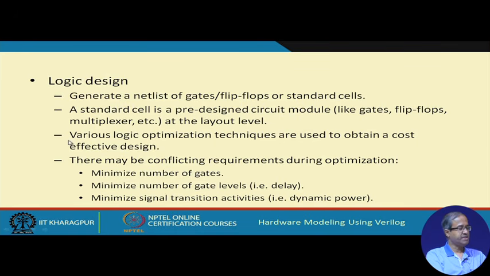And in this step of logic design, various logic optimization techniques are used to minimize your design, to create a so called cost effective design as far as possible. Now, as I said earlier, during this process there can be some conflicting requirements, like minimizing the number of gates, minimizing delay, that means the number of gate levels, and minimizing power, which means the number of signal transitions taking place at the outputs of the gates. These requirements are often conflicting. So, if you minimize one of these, possibly the others can increase. This is something we have to keep in mind.